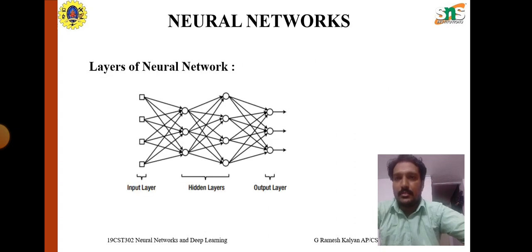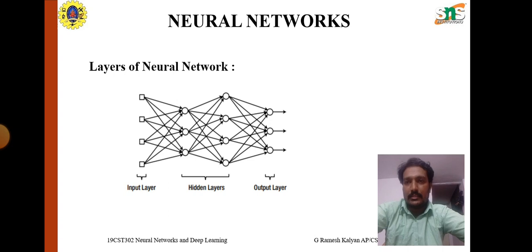So this is the layers of a neural network. Initially we have the input layer, then the hidden layers, and the output layer. So we have one input layer and one output layer, and in between the input and output layers we could have many hidden layers, maybe 2 or 3 or 4 or 5. So we could have multiple hidden layers based on the activity that is being carried out.